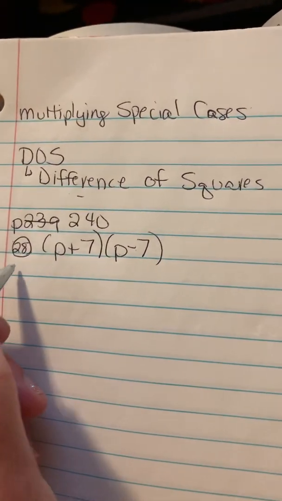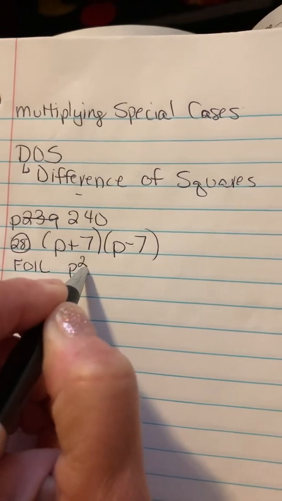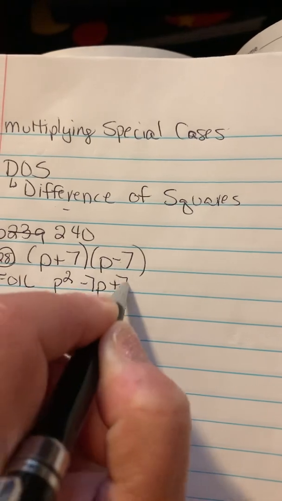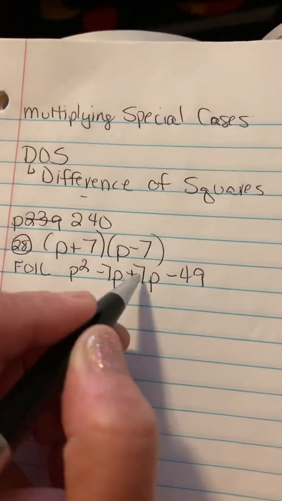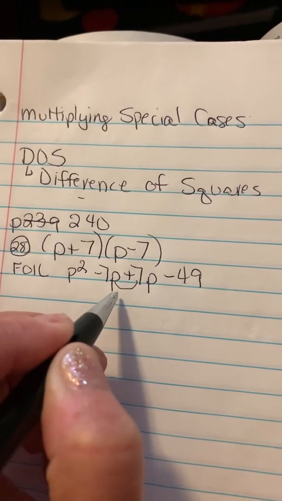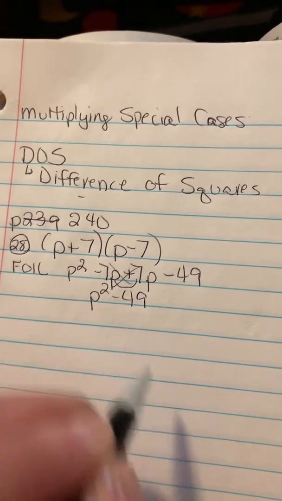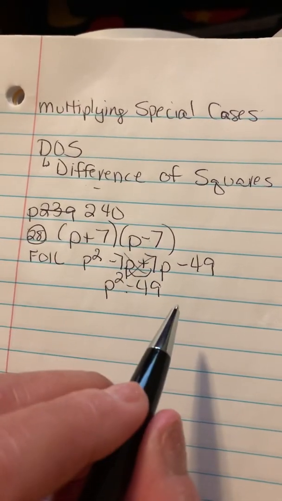Okay, if I would use FOIL, I'm going to get P squared as the firsts. The outsides is negative 7p, the insides is 7p, and the lasts is negative 49. And if we would simplify this, those cancel out, and we're just going to get p squared minus 49. So that's always going to happen when you have this setup.